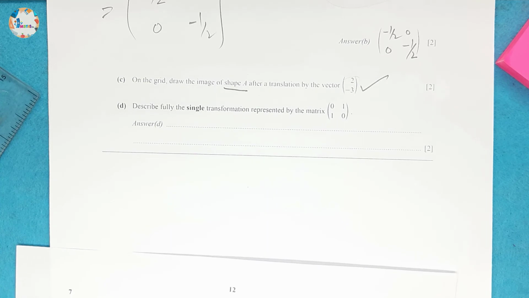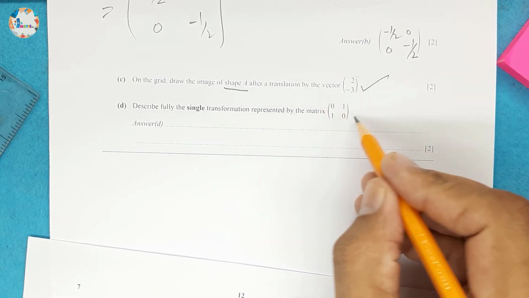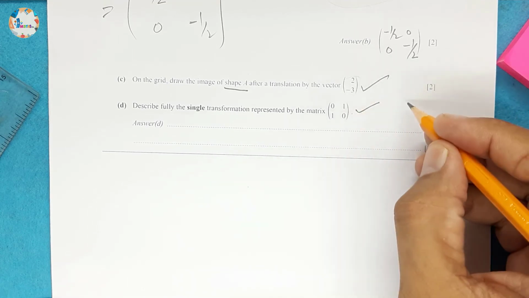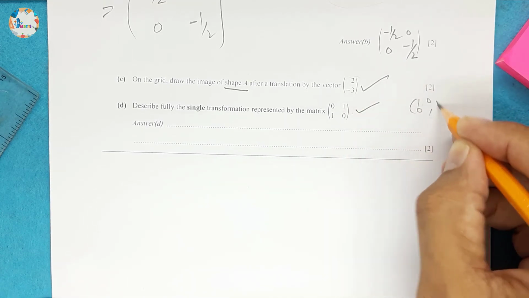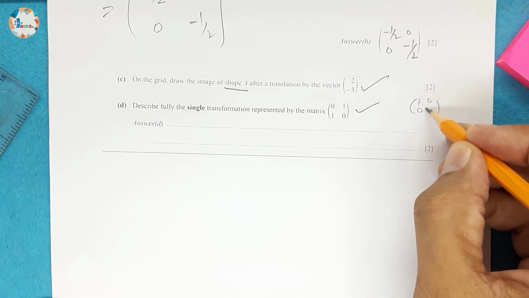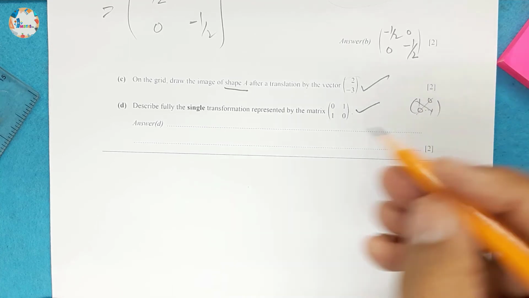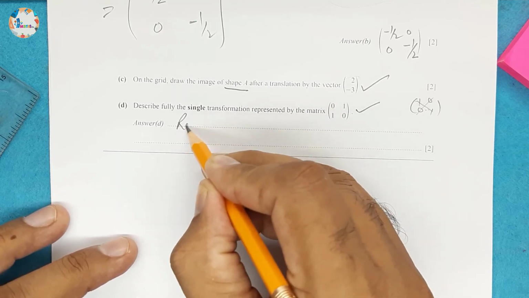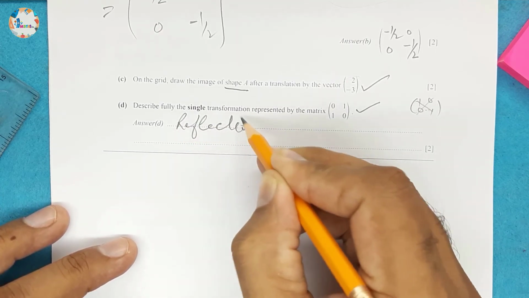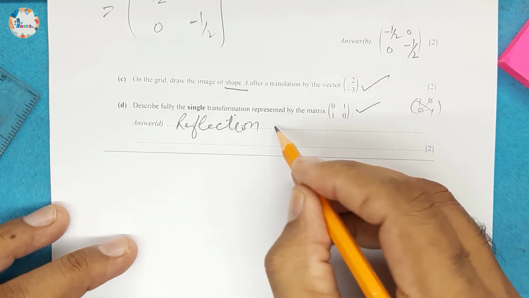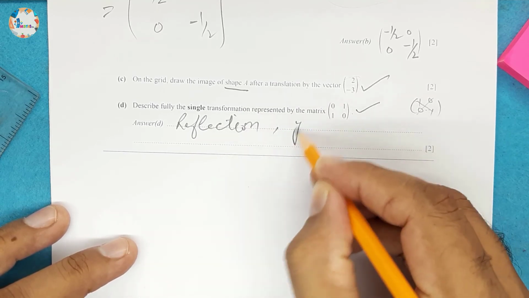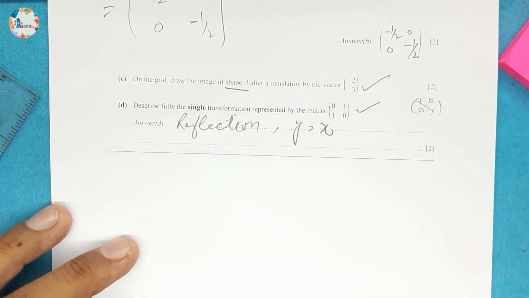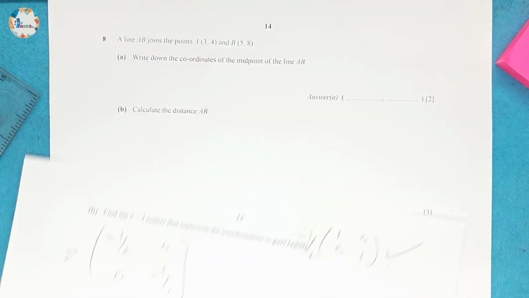Then they are saying, describe fully the single transformation represented by this one. This is basically reflection, because originally it is 1 0 0 1. So you are switching these two values with this one. So this will be reflection, y is equal to x. Reflection, and this will be y is equal to x. 1 mark will be for reflection and 1 mark will be mentioning y is equal to x.